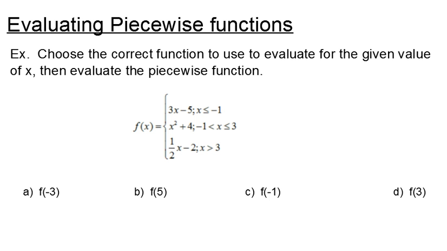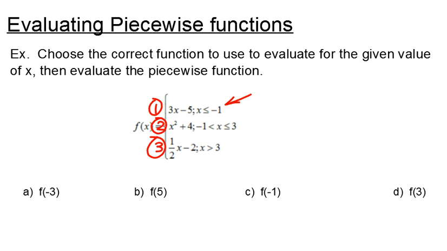Now, in this problem, I've got 3 pieces. I've got the first piece here, 3x minus 5. I've got the second piece here, x squared plus 4. And I've got the third piece here, 1/2 x minus 2. When do I use the first piece? Anytime I have an x that's less than or equal to negative 1.